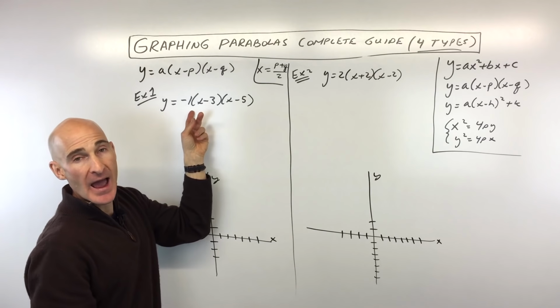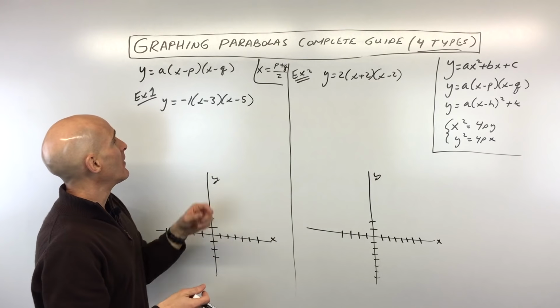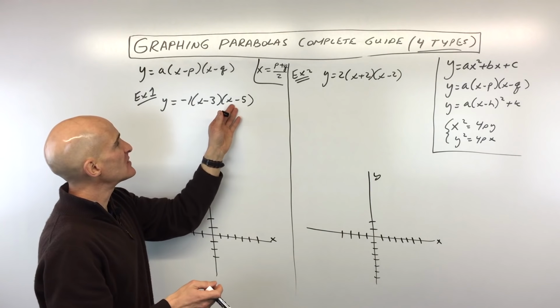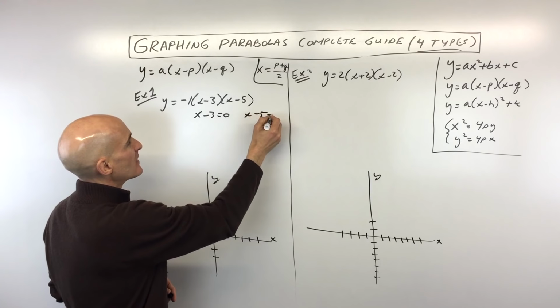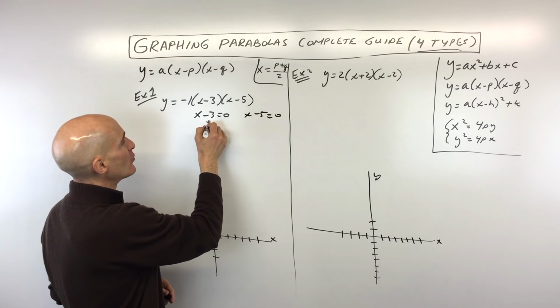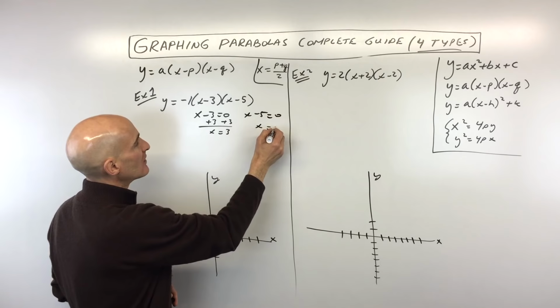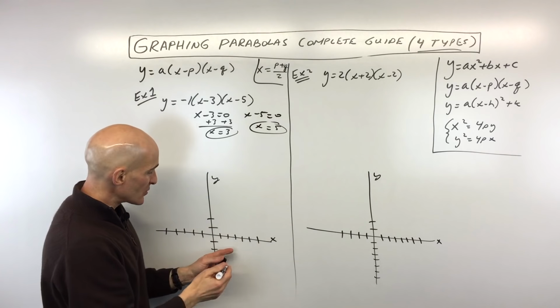Whereas if this was like a half or a third or a fourth, it would make it wider, right? But the negative 1 here is making it open down. And we'll talk about this in just a minute. But if we set these factors equal to 0, x minus 3 equals 0, x minus 5 equals 0, add 3 to both sides, right? And you can see that x equals 3, and add 5 to both sides here, x equals 5. Those are our x-intercepts. So let's go ahead and graph those.